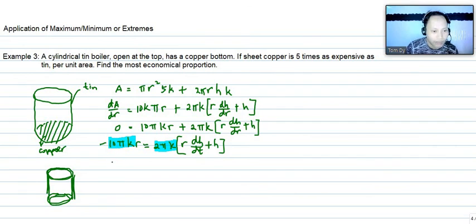So negative 5r is equivalent to r dh over dr plus h.